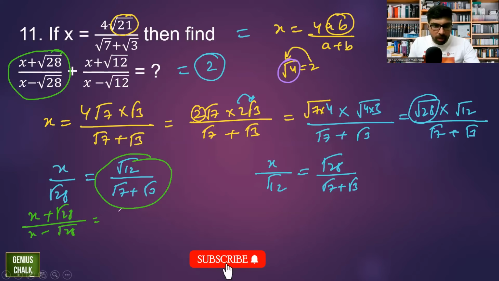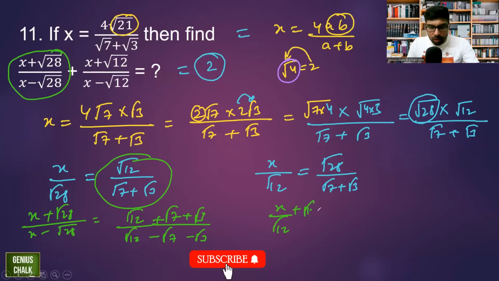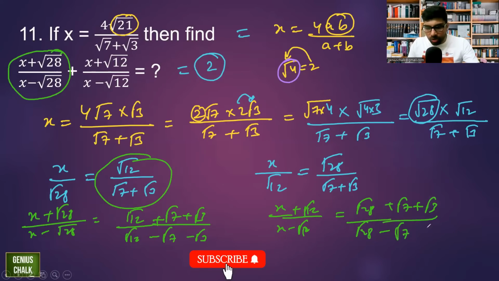And similarly, if you apply componendo dividendo, it will be root of 12, then root of 12, then root of 7 plus root of 3, then minus root of 7 minus root of 3. This is what you will be getting. And here also, x by root 12, x plus root 12, and x minus root 12. So again it will be root of 28 plus root of 7, root of 3, and minus root of 7 minus root of 3. Again, if you add it, your answer will be 1.